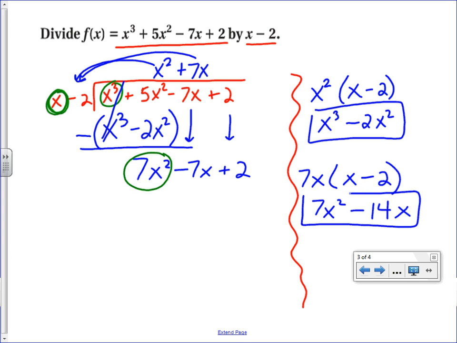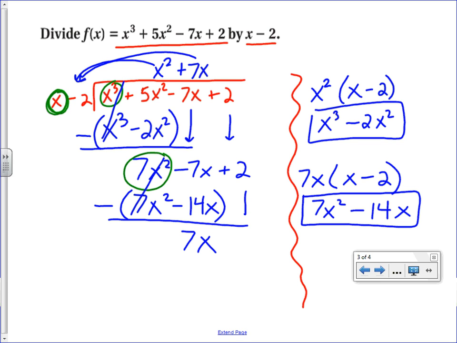We take this whole expression, put it over here, and remember to put it in parentheses and subtract it. So you remember all the signs will change. 7x squared minus 7x squared should cancel out if you do it correctly. And then we have a negative 7x, and we are subtracting a negative 14x, which is like adding 14x. So negative 7x plus 14x is positive 7x, and then we bring down this plus 2.